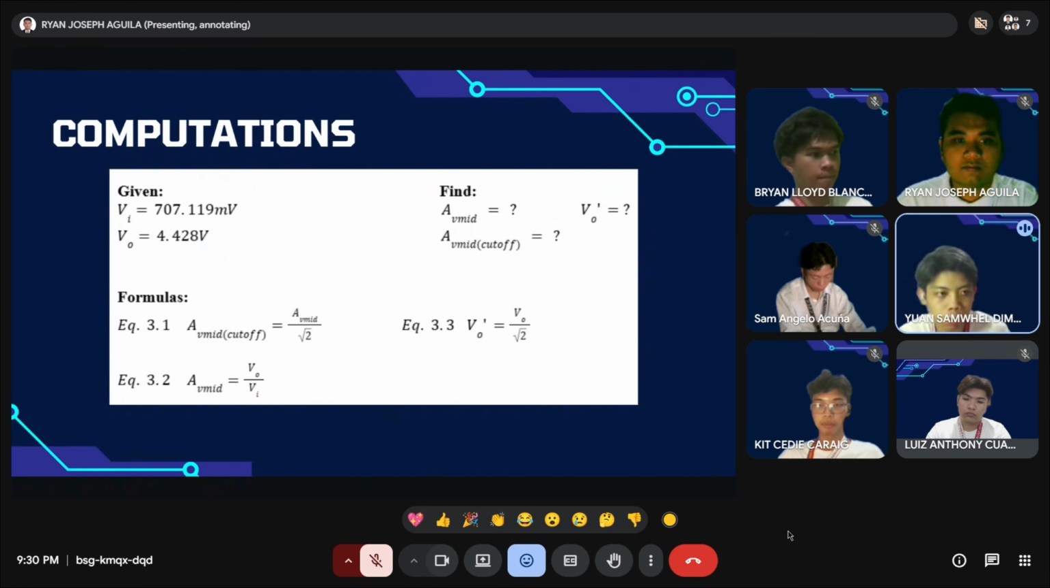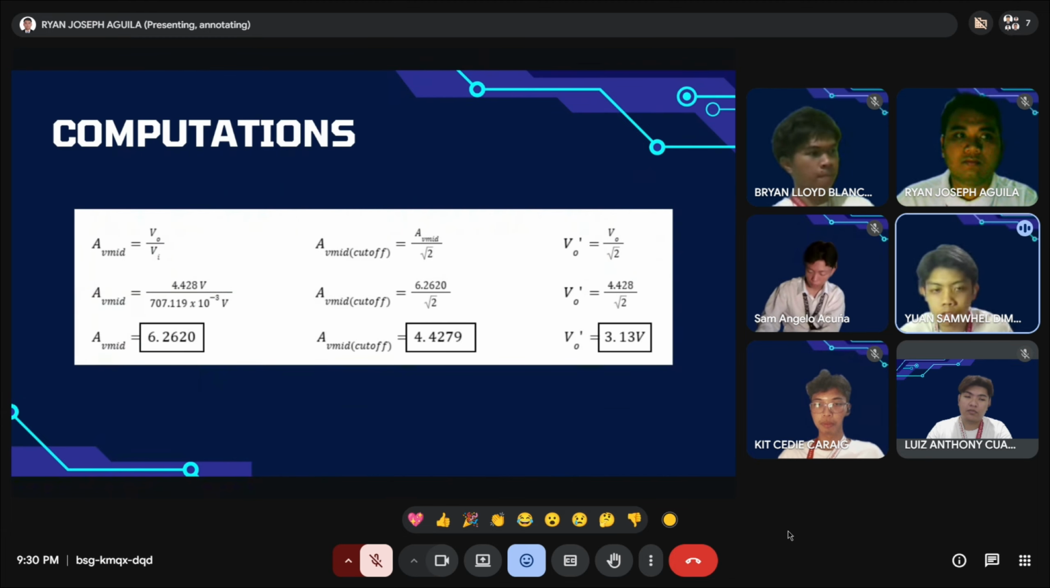For the computation part, we use both our input and output voltages to compute the mid-band voltage gain, the mid-band voltage gain cutoff, as well as our target output voltage. So using equations 3.1, 3.2, and 3.3, we get the values. So next slide, please. For our mid-band voltage gain, we get 6.262. For our mid-band voltage gain cutoff, we get 4.4279. And for our target output voltage, we get 3.13 volts, where this target output voltage will be useful to find our cutoff frequency. So next slide, please.